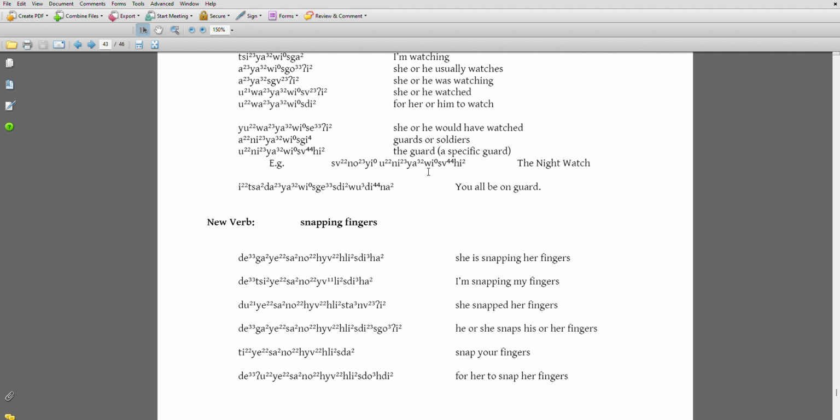Tega yesanoya stiskoi. He or she snaps his or her fingers usually. Tiesanoya listan. Snap your fingers. Te uyesanoya stokti. For her to snap her fingers.